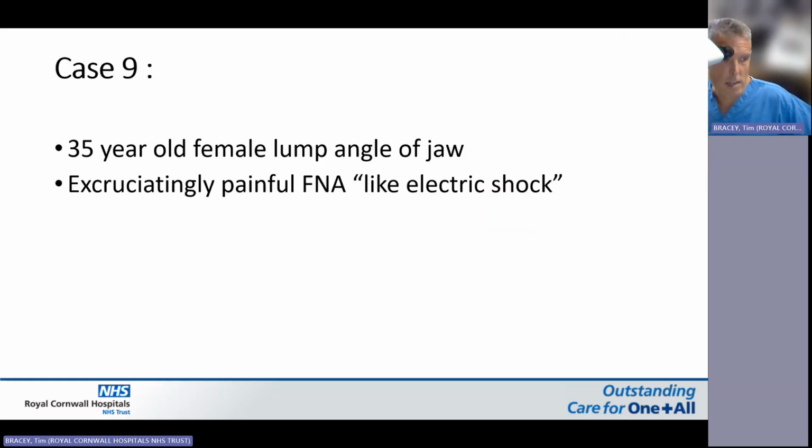This was actually an FNA that I remember quite well because I did it myself, and I made the poor lady cry. But afterwards, I found out why. She was a young lady. She had this lump on the angle of her jaw, which looked like it was in the superficial parotid, and she said it was like an electric shock pain. And she was a military worker, so she was pretty tough.